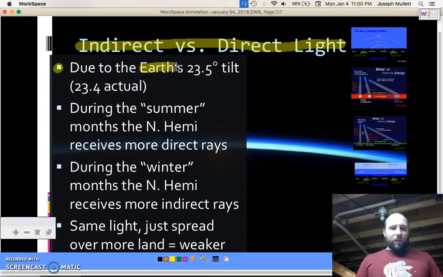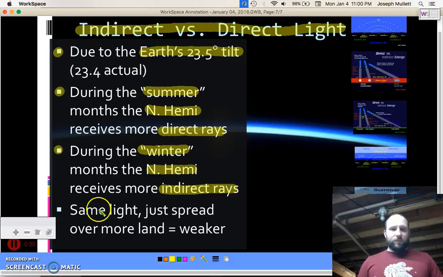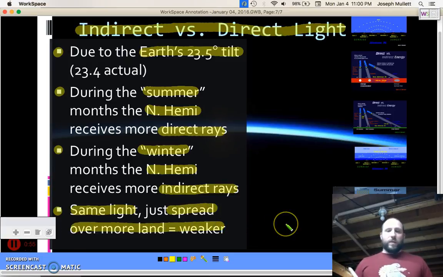Due to Earth's 23.5 degree tilt, during the summer, the northern hemisphere receives more direct rays, and during the winter, the northern hemisphere receives more indirect rays. The same light just spread over more land will be the thought process here. Same light spread over more land, and it causes a weaker light.